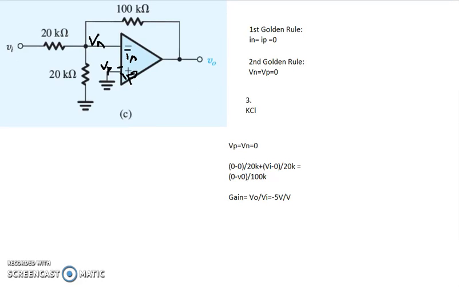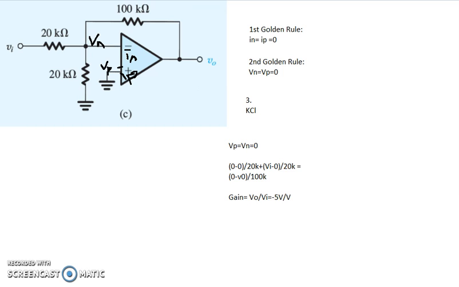Okay, so the question asks us to find the voltage gain of the op-amp circuit shown below. Based on this circuit, in order to find the voltage gain, we have to divide this into three big steps. The first step is knowing the first golden rule, which is IN is equal to IP, which is equal to 0.